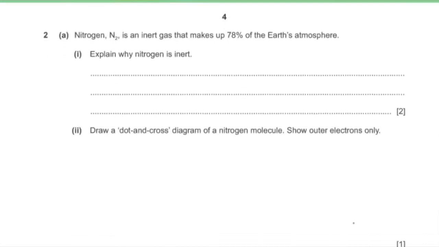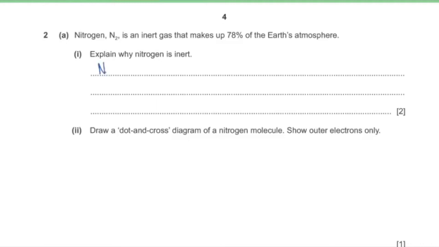Question number 2, nitrogen is an inert gas that makes up 78% of the Earth's atmosphere. Explain why nitrogen is inert. So inert is any gas that doesn't react, and nitrogen has this property of being unreactive due to its strong triple bonding that makes it super strong, and it requires a lot of energy to break those bonds.